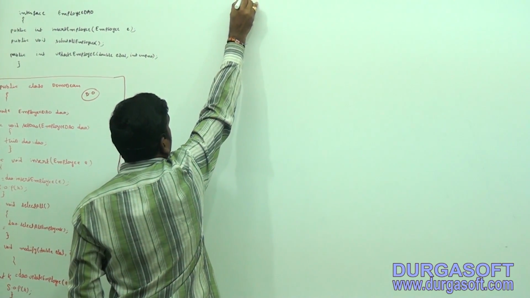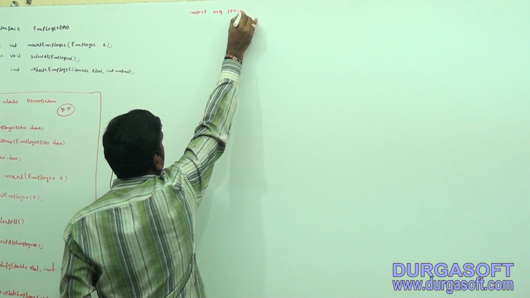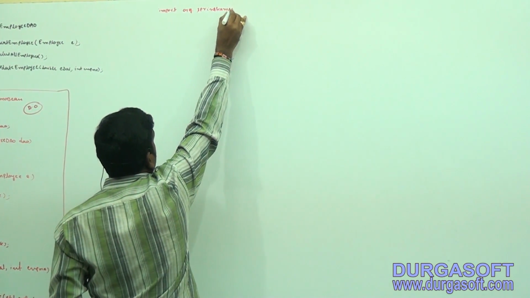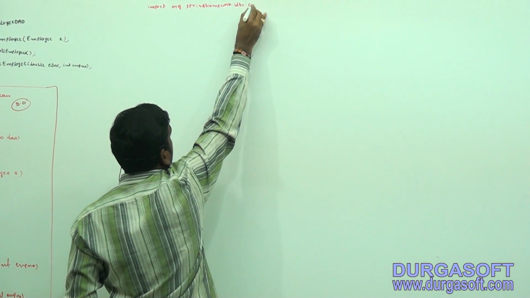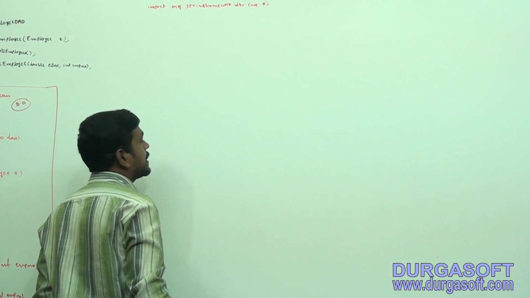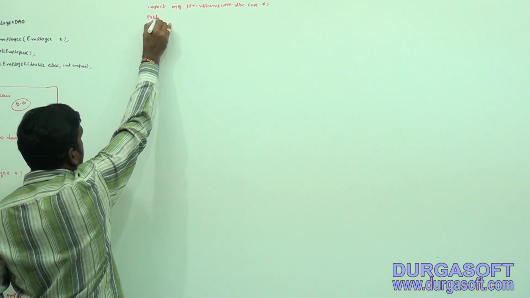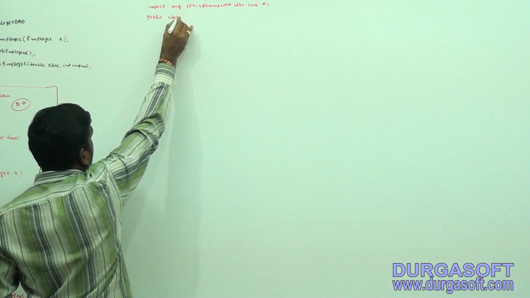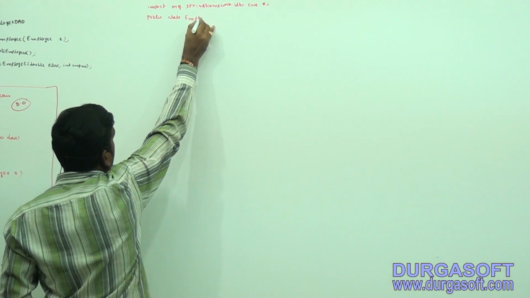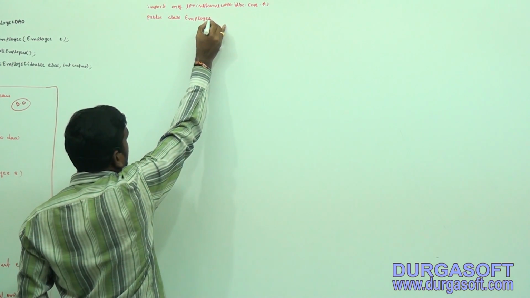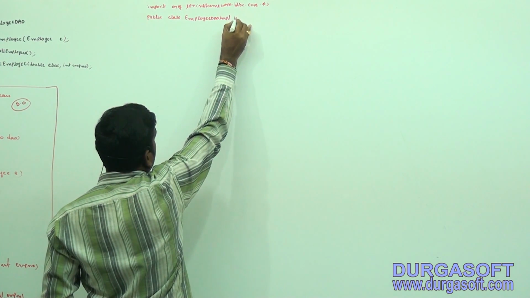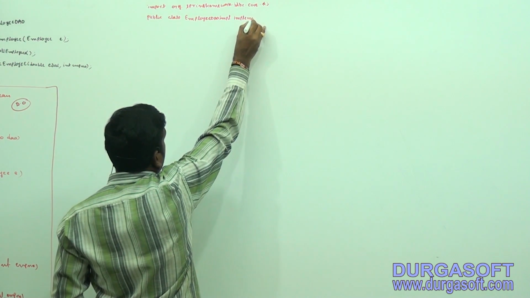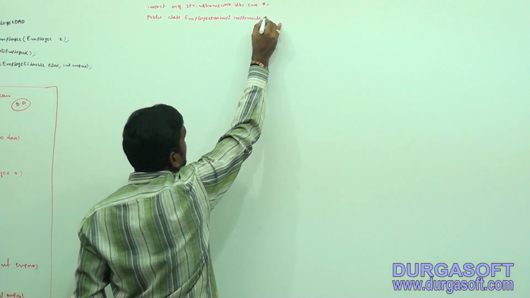import org.springframework.jdbc.core.* package. Then next, public class EmployeeDAOImpl implements EmployeeDAO.